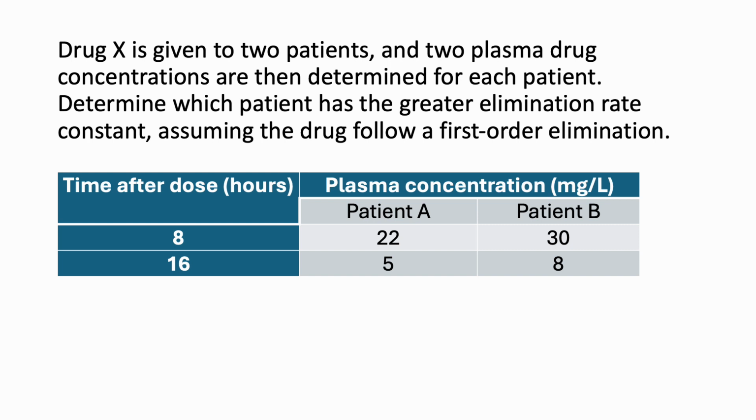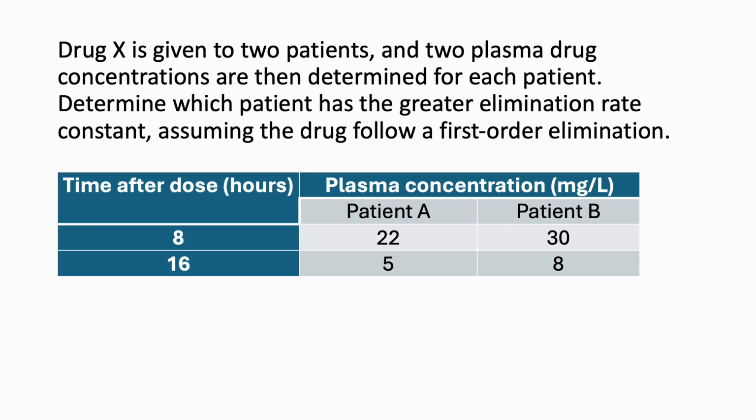Question: drug X is given to two patients, and two plasma drug concentrations are then determined for each patient. Determine which patient has the greater elimination rate constant, assuming the drug follows first order elimination. So you have the set of data at two different time points, 8 hours and 16 hours. The plasma drug concentration in patient A is 22, then 5 milligram per liter. Patient B is 30, then 8 milligram per liter.